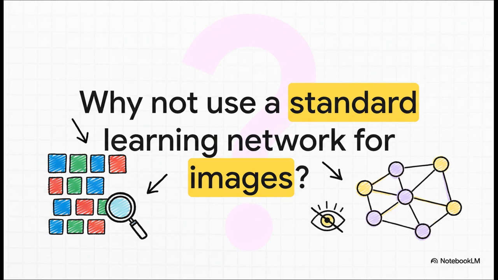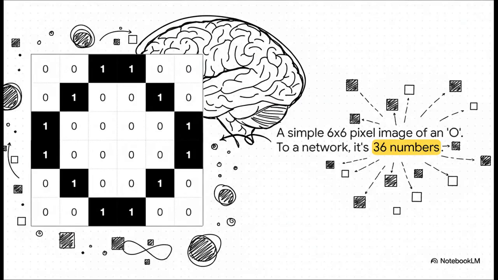Okay, so you might be thinking, why not just use a regular, standard neural network for this? Just dump all the pixels in, right? Well, it's not that simple. Images have a very specific kind of problem that standard networks just aren't built for. Let's look at a super simple example to see what I mean. Let's take this tiny little image of an O. It's just 6 by 6 pixels. Now, to a standard neural network, this isn't a circle. It's just a flat list of 36 numbers, a sequence of ones and zeros. All the shape, all the structure, it's just gone.